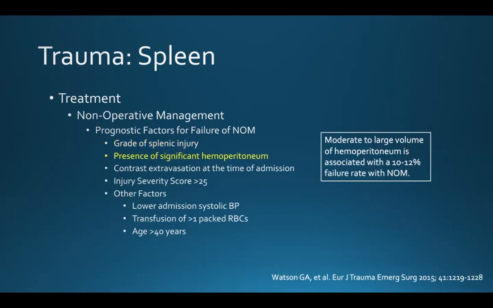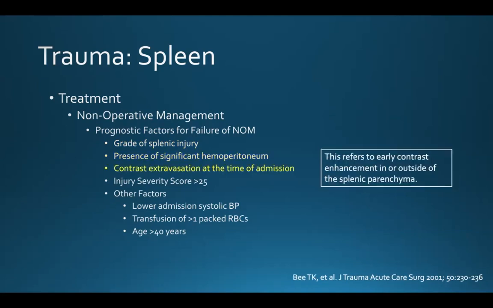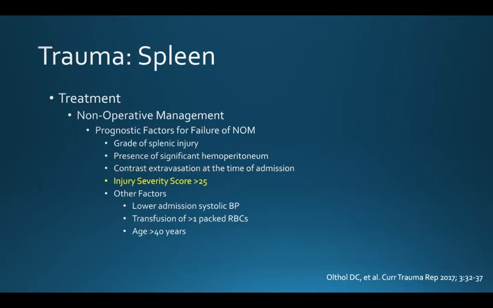The presence of significant hemoperitoneum is also important. Moderate to large volume hemoperitoneum is associated with a roughly 10% failure rate with non-operative management. We're also looking for contrast extravasation on that initial CT, and this refers to early contrast enhancement in or outside of the splenic parenchyma, because these findings may lead to increased risk in association with non-operative management. And an injury severity score greater than 25 is a poor prognostic factor as well.